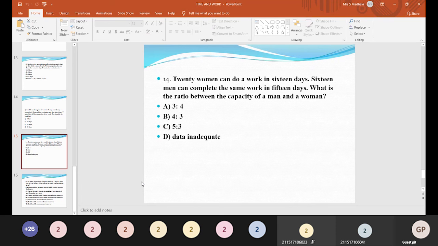So 20 into 16 is 320. It means the women can complete the work in 1 day, so one woman's 1 day's work is 1 divided by 320. 16 into 15 men can complete the work in 1 day, so one man's 1 day's work is 1 by 240. So the required ratio is 1 by 240 is to 1 by 320, which is equal to 1 by 3 is to 1 by 4. On taking the cross multiplication, we get 4 is to 3. So the ratio between the capacity of a man and a woman is 4 is to 3.